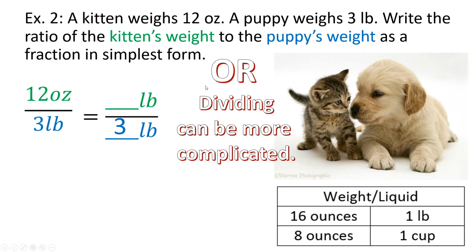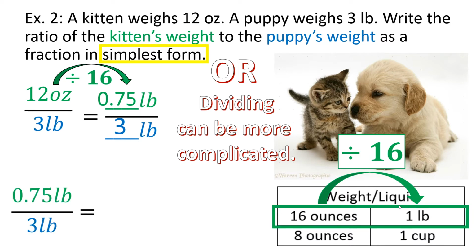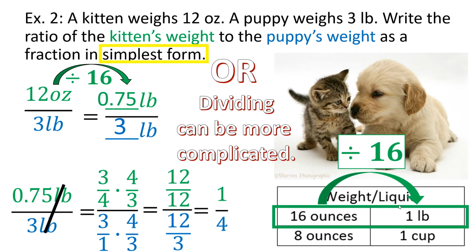So if you're trying to keep the pounds as pounds, that means here we're going to have to go from ounces to pounds. So to go from 16 to 1, you're dividing by 16. So 12 divided by 16 is 0.75. The simplest form means we can't have any fractions or decimals in the numerator. So we're going to cancel those out, and we're going to convert them, and we're going to get 1/4.